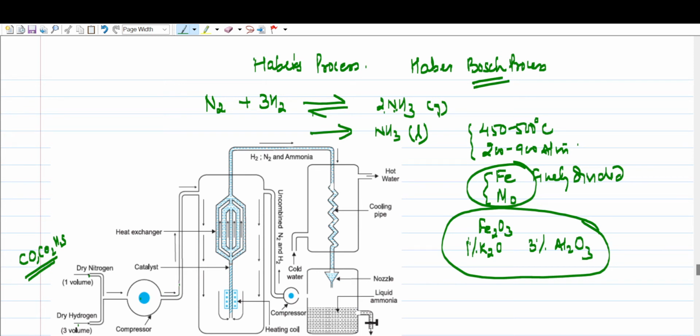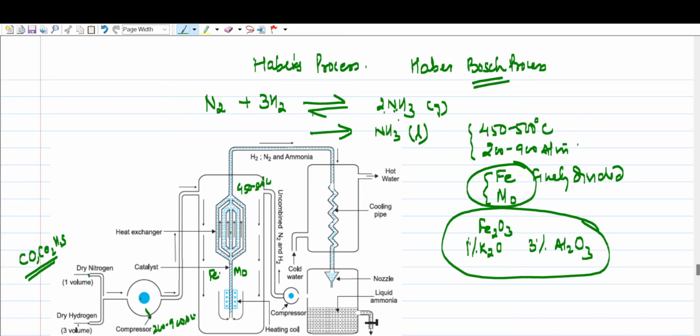From the compressor, we send this mixture of gases into a catalytic chamber where we have finely divided iron as catalyst and molybdenum as promoter. What happens? Hydrogen and nitrogen, and over here the temperature is also maintained at 450 to 500 degrees centigrade. In the compressor the pressure was 200 to 900 atmospheric pressure. So pressure and temperature are maintained.